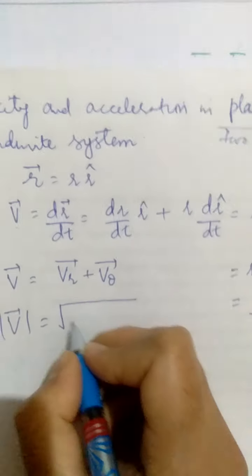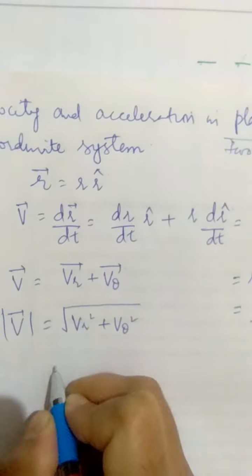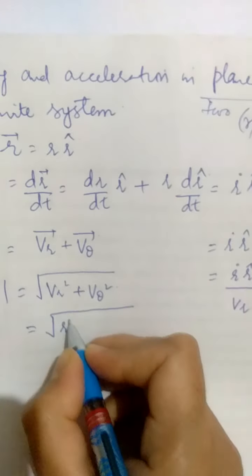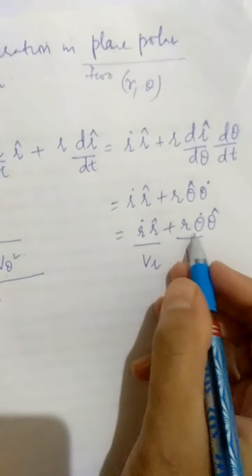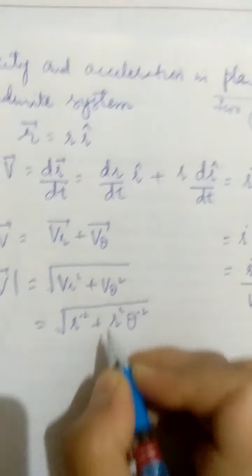Therefore, if you have to find the magnitude of this velocity, obviously it will be given by the square root of the squares of the terms, that is Vr square plus V theta square, or more properly, we can choose to write it as, what is Vr? Magnitude only, r dot square. And what is V theta? Magnitude only, r theta dot. So it is r square theta dot square.